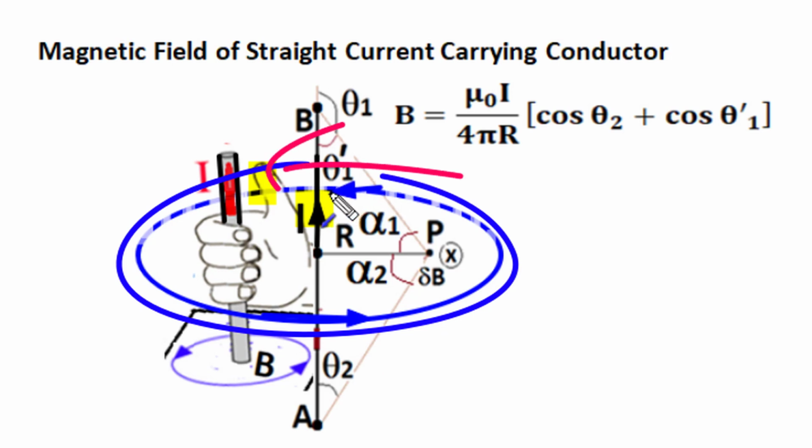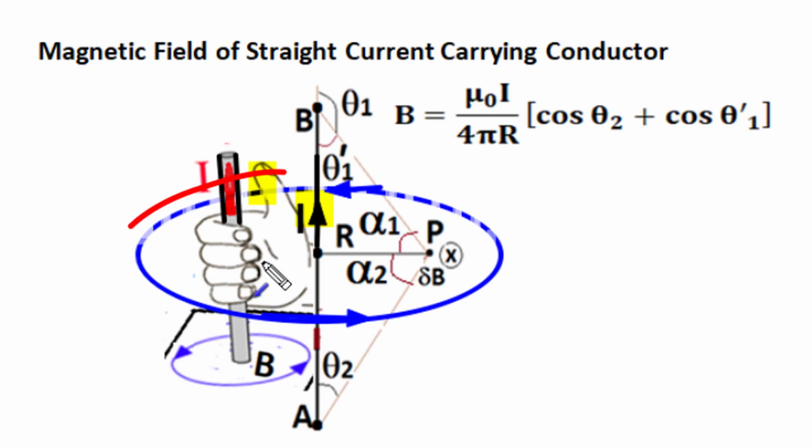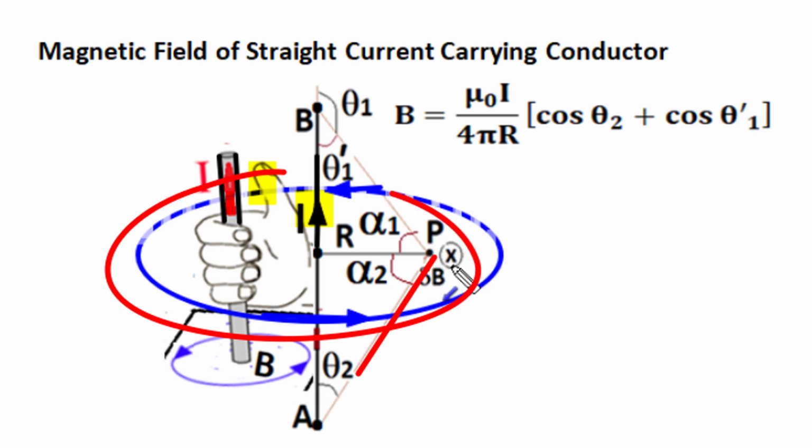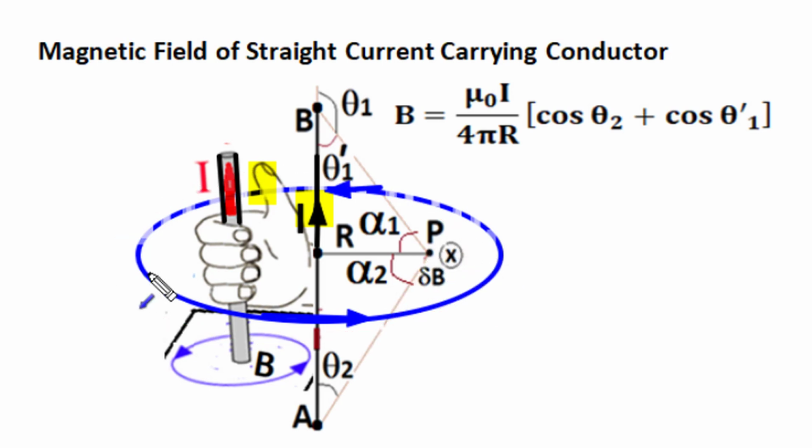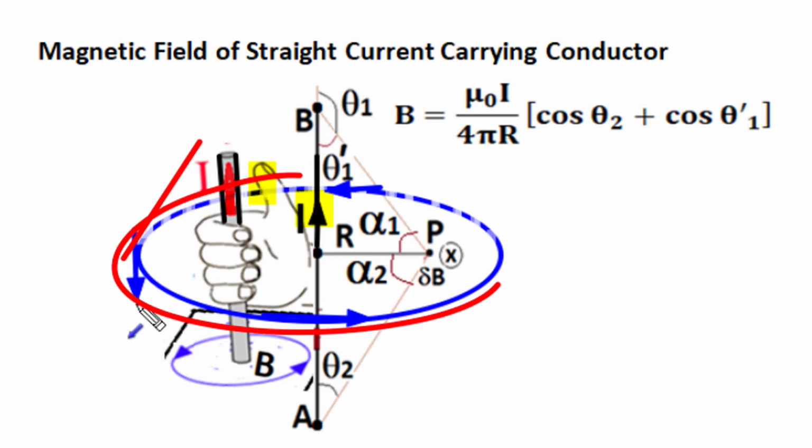Now to the right side of this conductor, the curl of fingers indicates that the tip of the finger at this position is going inward and the direction of magnetic field is inward, denoted by a cross. And to the left of this conductor, the curl of fingers indicates that the tip here will indicate a direction outward, as denoted by a dot.